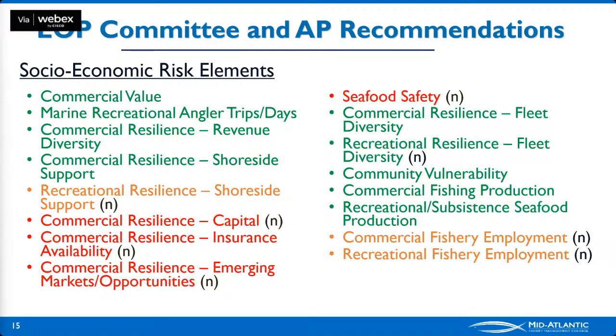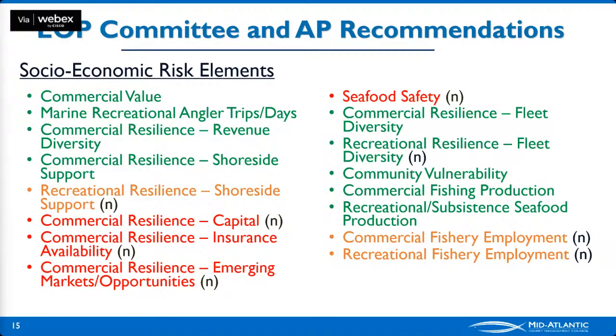Moving on to the socioeconomic risk elements. Again, there's 16 risk elements that we were considering here. We are keeping 11 of them here as well. We are recommending they move forward with being included in the updated risk assessment. Three of them are being recommended to be parked for further development. And four of them are recommended for deletion. And again, I'll dive into the new ones that we've considered and the rationale for why we are at with these recommendations.